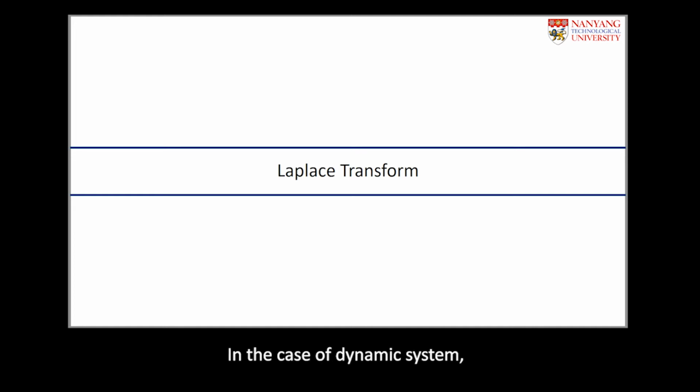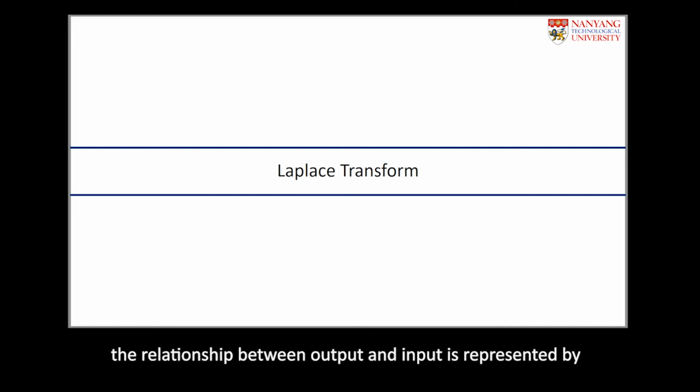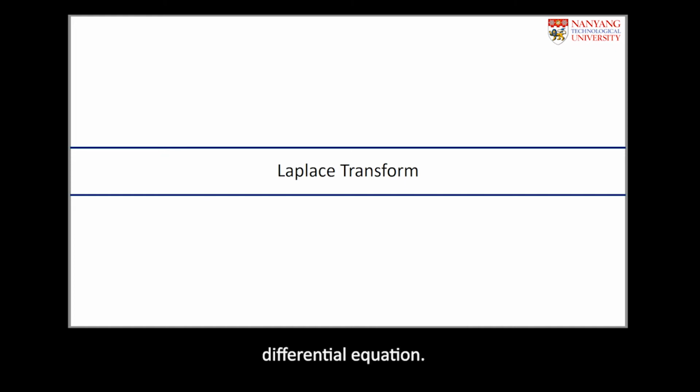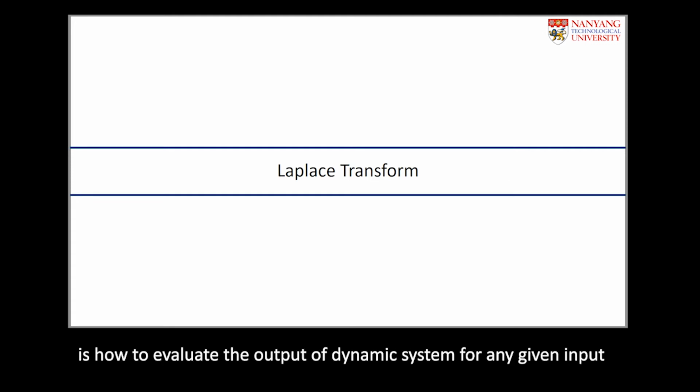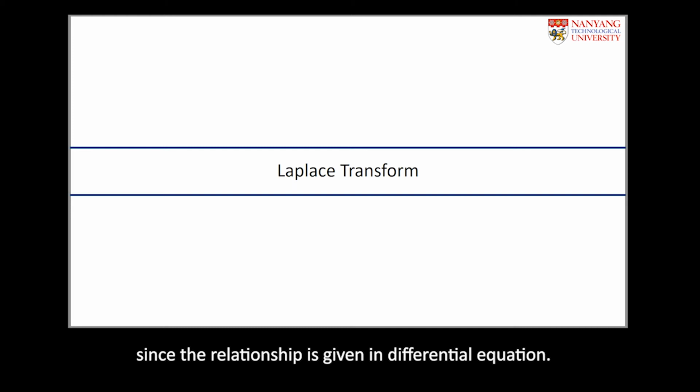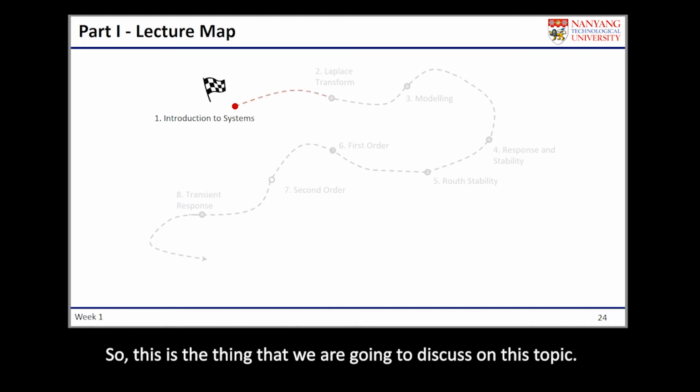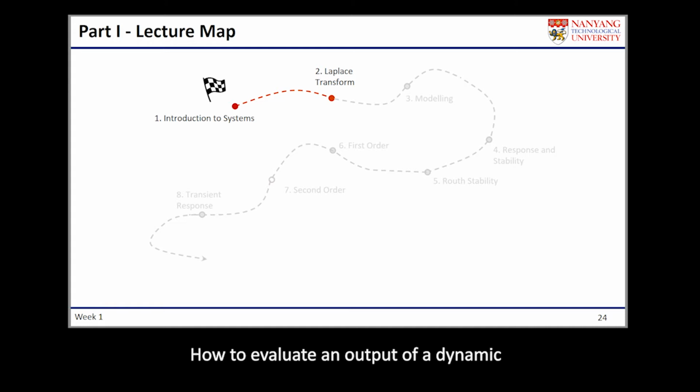In the case of a dynamic system, the relationship between output and input is represented by a differential equation. The question now is, how to evaluate the output of a dynamic system for any given input, since the relationship is given in a differential equation. So this is the thing that we are going to discuss in this topic: how to evaluate the output of a dynamic system for any given input.